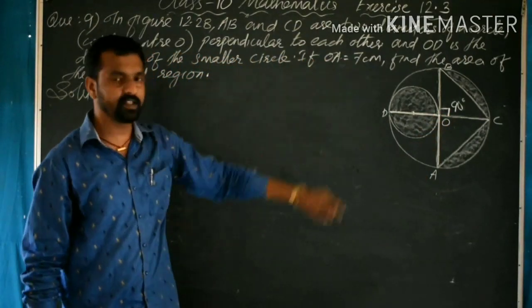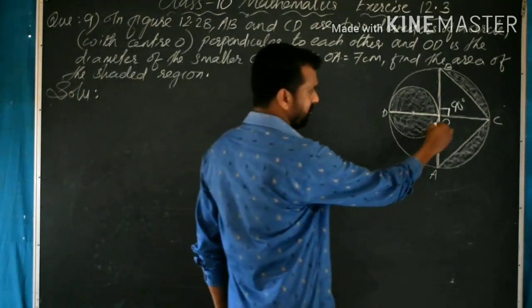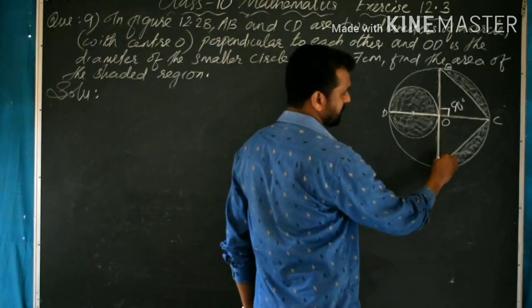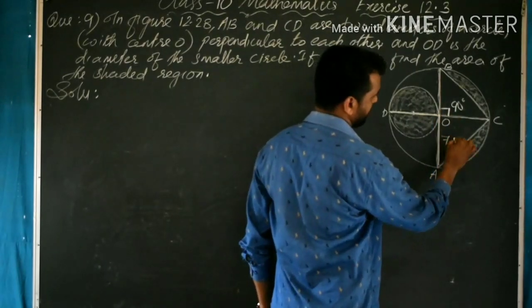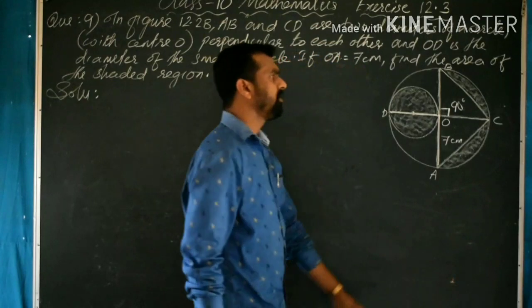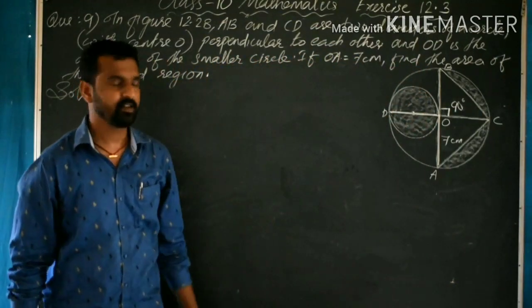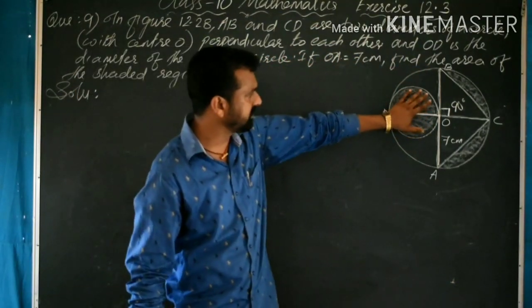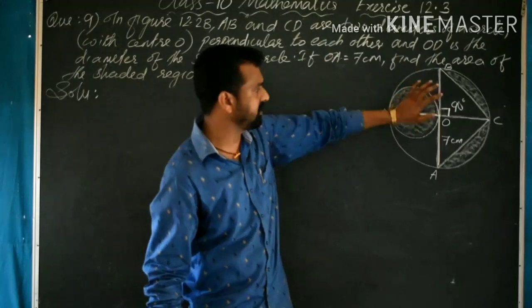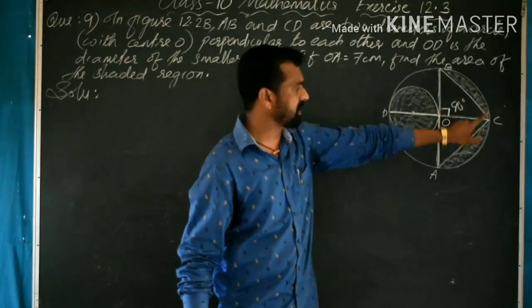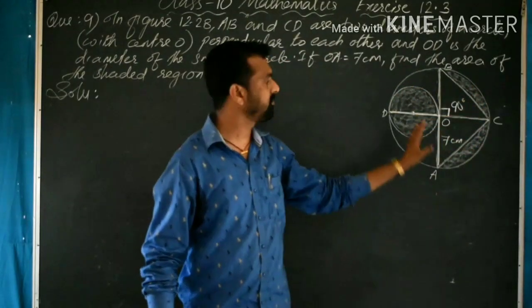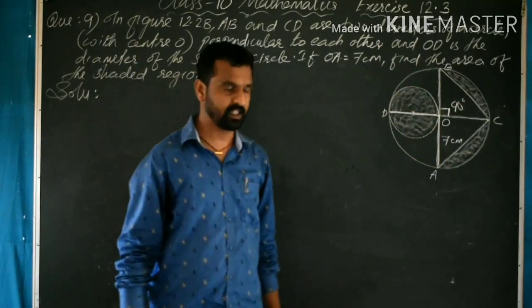If OA is equal to 7 cm, find the area of the shaded region. It is given there, shaded region inside this circle, and here two segments are there, that are also shaded. We want to find out the area of that shaded region.